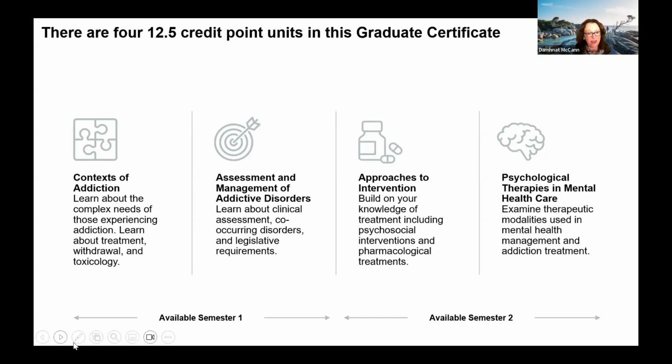So what we cover, we look at in the context of addiction, learning about the needs of those who experience addiction, about treatment, withdrawal, toxicology, a bit, if I can put it from the epidemiology approach, and social determinants of health, assessment and management of addictive disorders, thinking about assessment, legislative requirements, co-occurring disorders. So that's like a general overview of that, I guess.